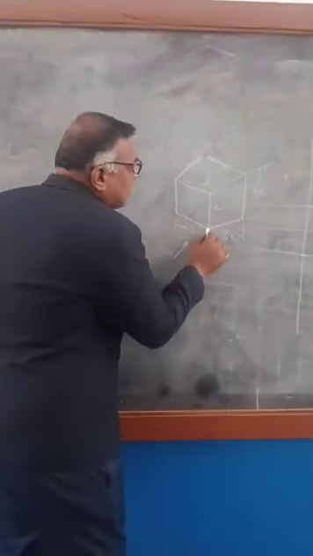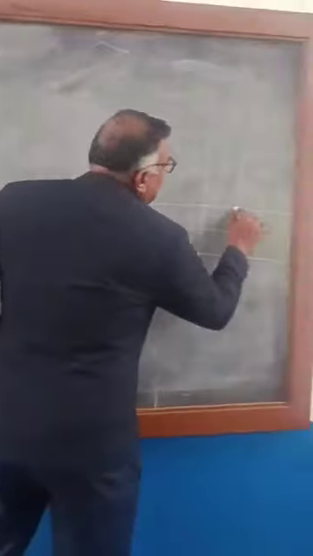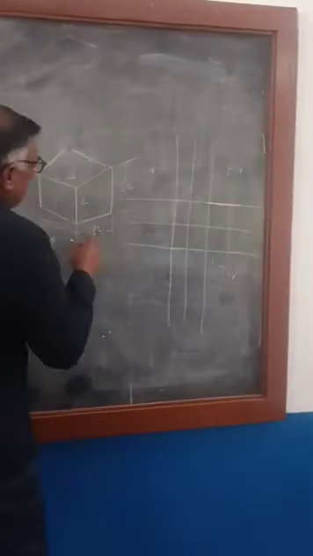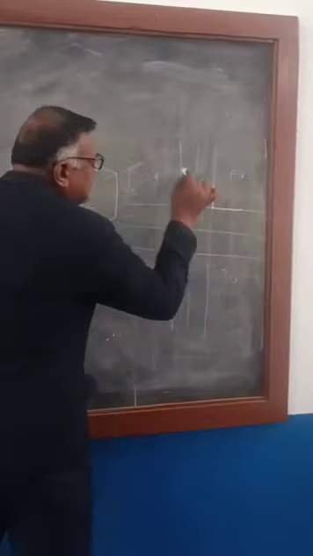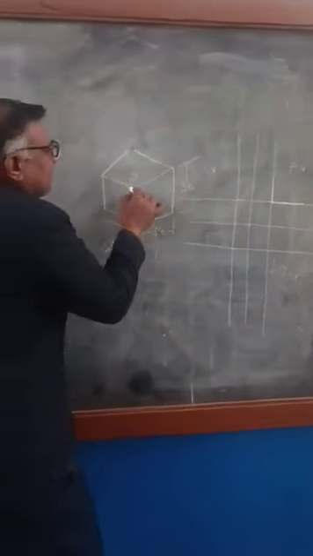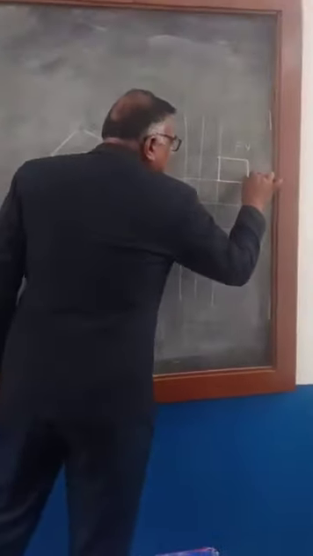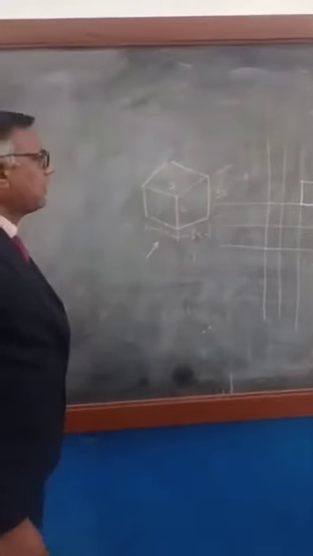What is the dimension here? This is 30, so draw a horizontal line of 30. And what is this height? This height is also 30. So this line is 30. This is the front view.